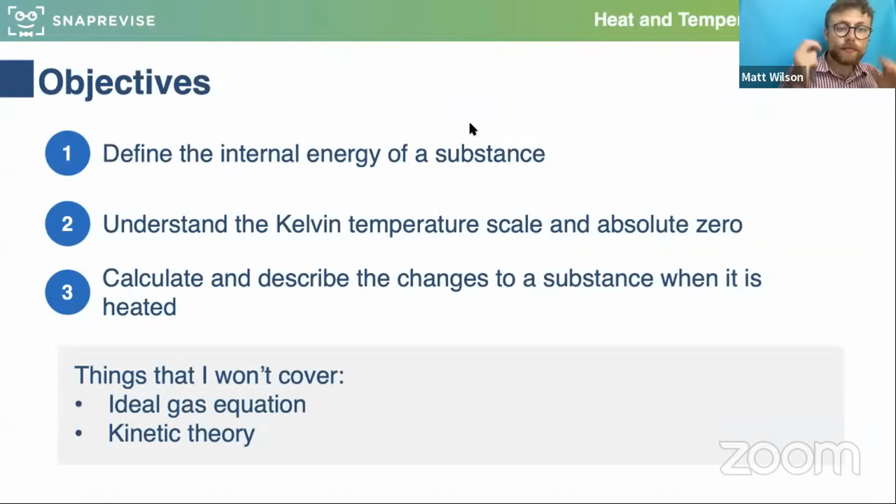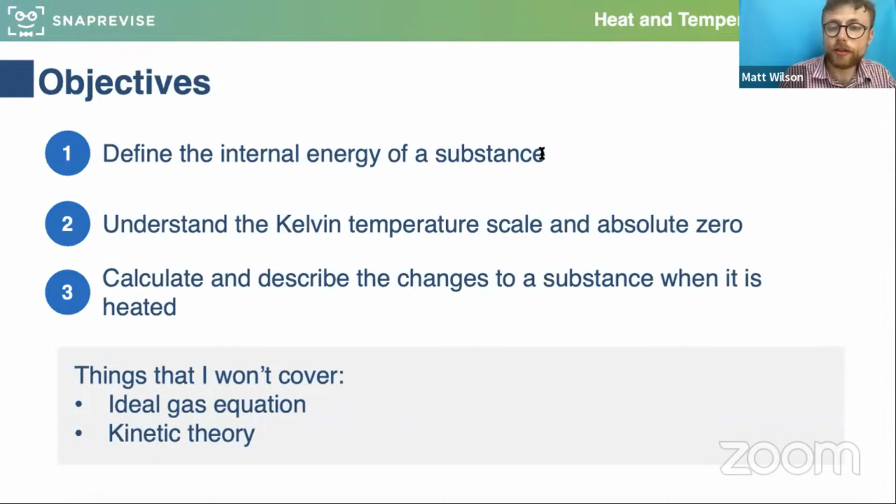Now about the lesson. Today our objectives are split into three parts. We're going to define the internal energy of a substance. We're going to try and understand the Kelvin temperature scale, and we're going to try and understand absolute zero. Finally, we're going to calculate and describe the changes to a substance when it is heated. Some things we won't cover today, but we certainly do cover on the StatRevise website, are the ideal gas equation and kinetic theory.